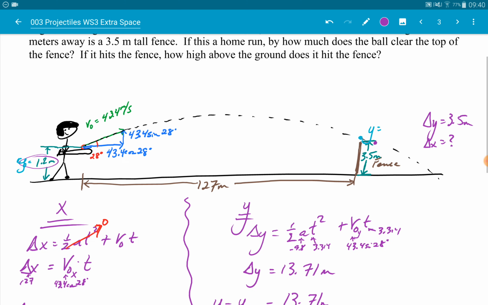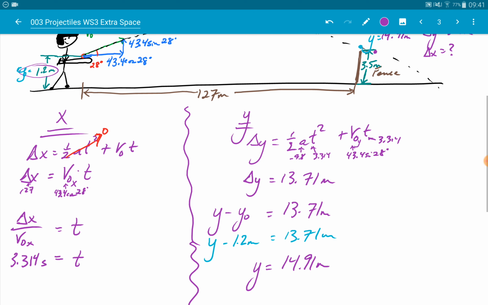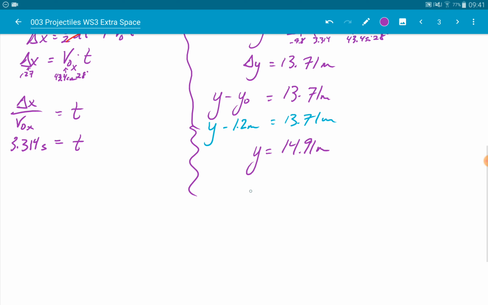So now I can go back over here on my graph, and this is 14.9. I was writing down the other one, 14.91 meters high. And so clearly it is going over the fence there. And what is the difference by how much it clears the fence? Well, there we're just doing the 14.91 meters minus the height of that fence there, 3.5 meters. And when we do that, we get 11.41 meters higher than the fence.